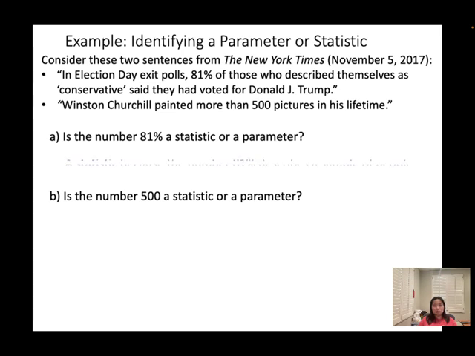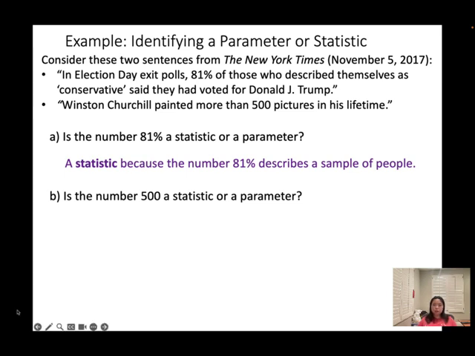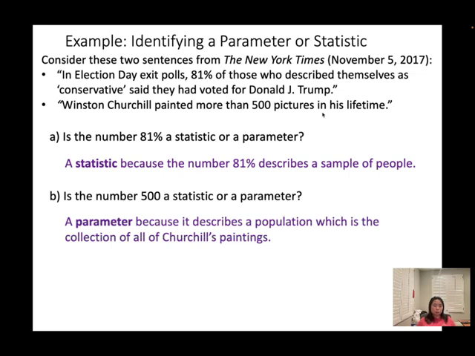That will be a statistic because the 81% describes the sample of people. B, is the number 500 a statistic or a parameter? So think about it. Will you guys consider his collection of the paintings to be the population or the sample? That would be the population, right? So that will be a parameter because it describes a population, which is the collection of all of Churchill's paintings.